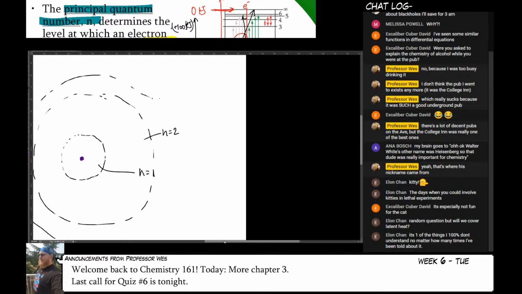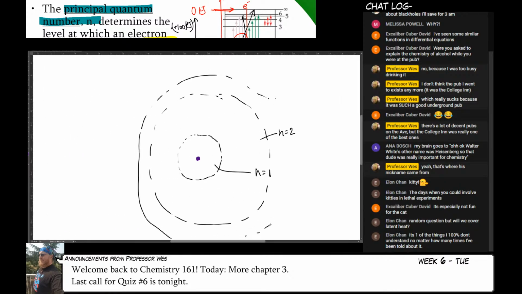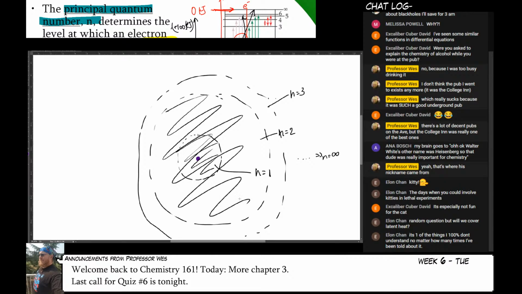Ooh, that's not what I meant to do. Up to n equals infinity. So we're just going to have these sort of regions. So here's where n equals 1 would be. Here's n equals 2. N equals 3 is the next one, and then so on and so forth. That's going to help us in a little bit when we start talking about shapes.